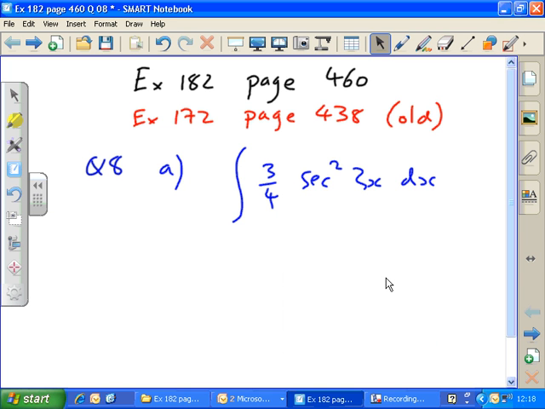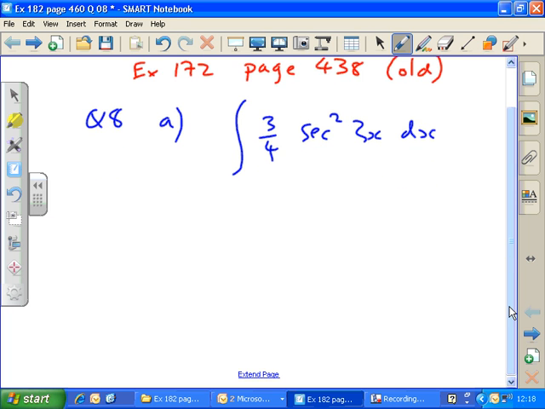Question exercise 182, page 460, question 8. Part A, 3/4 sec squared 3x. This sec squared function is something that may well come in later on with the mathematics.